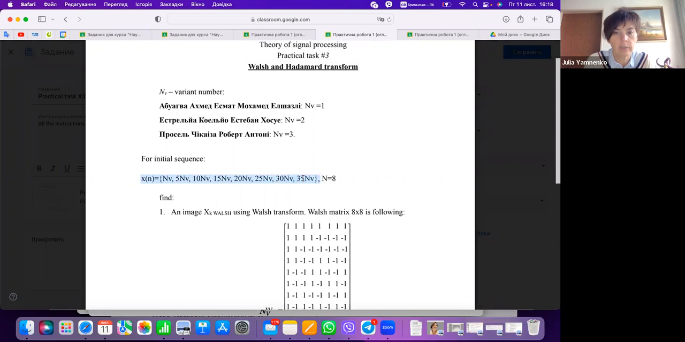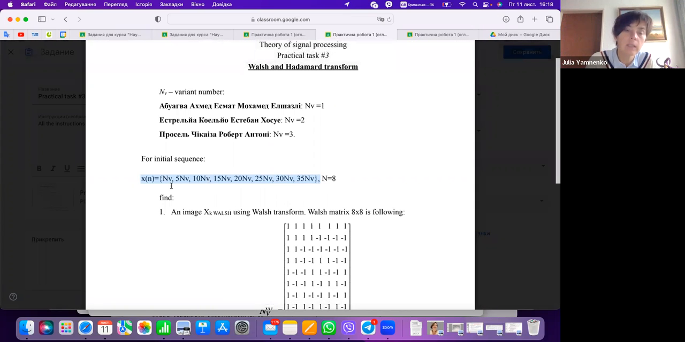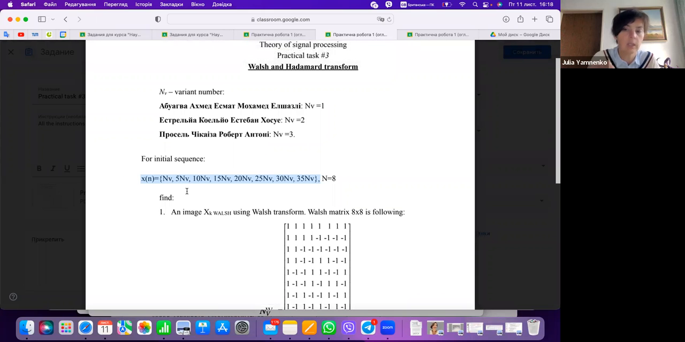This initial sequence consists of 8 discrete values. So our n, the number of discrete digits, is equal to 8. And these 8 values depend on the number of your variant. NV, 5 NV, 10 NV, and so on. So you should put your number of variant here, and you will obtain your individual initial sequence that you have to analyze.